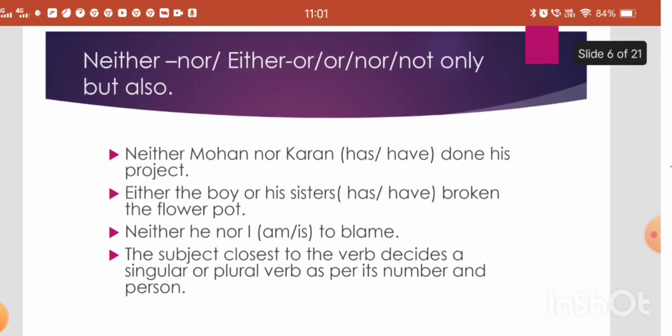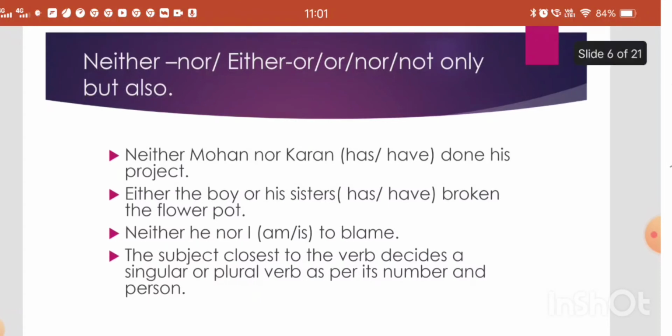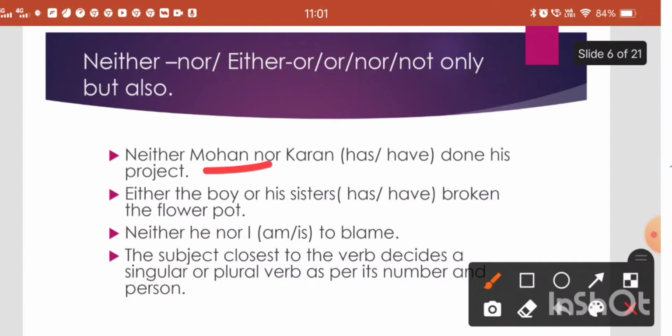Neither...nor, either...or, not only...but also. How to decide the verb? When two nouns are connected by neither...nor, either...or, or not only...but also. In this case, the two subjects, Mohan and Karan, are singular in number and they are connected by neither...nor, so they will take the singular verb "has", not the plural verb.